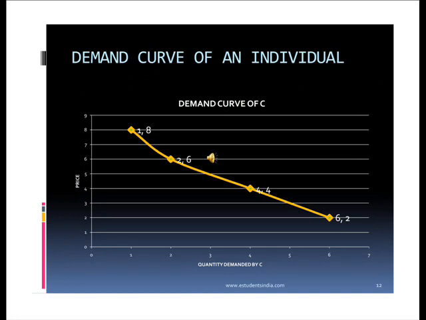Demand curve of an individual. The individual's name is C. Demand curve of C. His demand curve is shown.